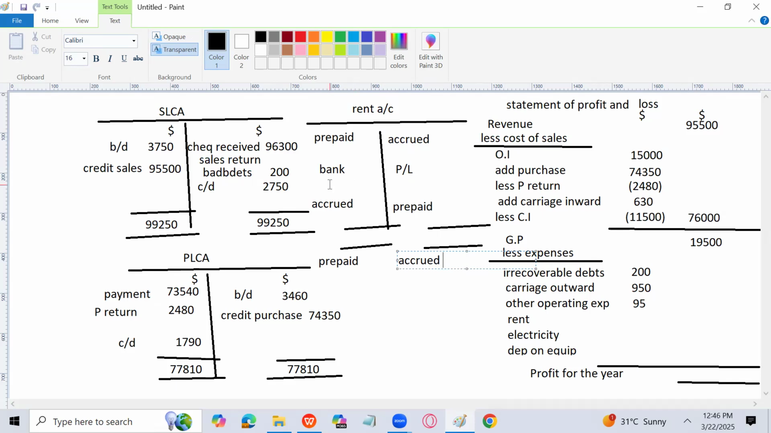Because of bank, so I will write the amount which is actually paid on the debit side, which is the bank figure or cash figure, and the difference I will take with the name profit and loss, which is what I actually need.